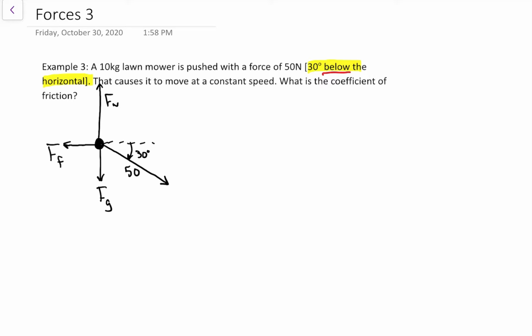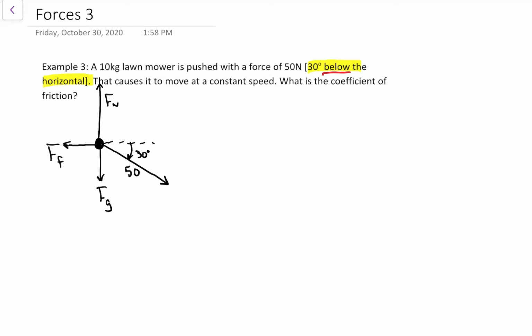Probably I should rethink this. We usually don't talk about coefficients of friction on things with wheels like lawnmowers, but let's just ignore that part and we'll grind it out, and maybe there's a sticky wheel so it's sliding across the ground or something, but we'll figure out what coefficient of friction would make this happen.